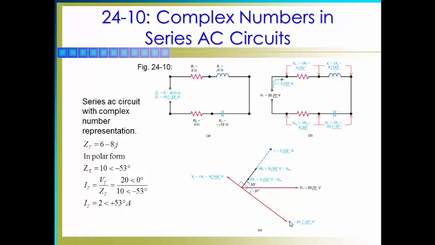It's basically going to be 12 times 2, which is 24 volts, but the angle is negative 37 degrees. And for the inductor, we know the value is 4 times 2, 8 volts at the angle of positive, because for the inductor the voltage leads the current by 90 degrees, so it's going to have the angle of 143 degrees.